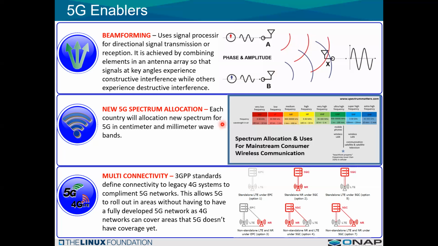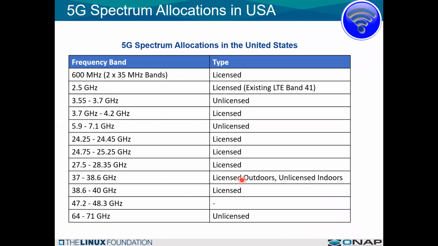So spectrum allocation, again, will vary by country a lot, but we see new spectrum being opened up dedicated to 5G. Multi-connectivity: the 3GPP standards define different options, option 1, 2, 3, 4, 5, 6, 7, where we see different combinations of a 5G cell and a 4G cell working together to provide service.